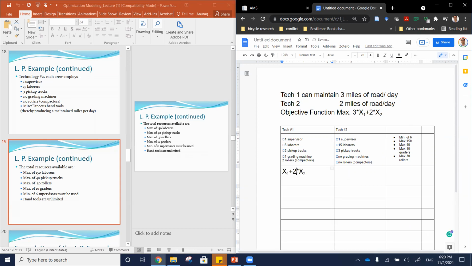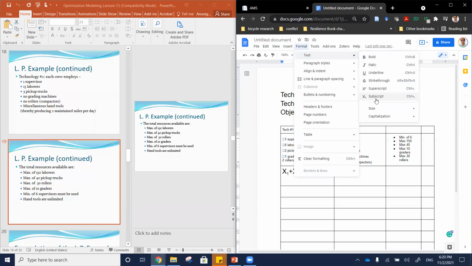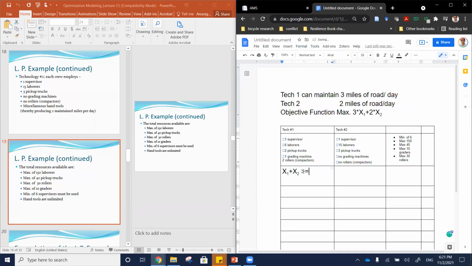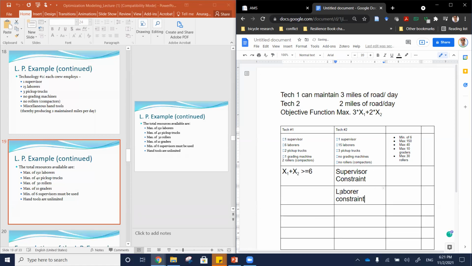So I can say my equation will be x1 plus x2. Remember, this is a minimum of 6, so it should be greater than or equal to 6. Does that make sense? This is my supervisor constraint. Does that constraint make sense? x1 plus x2 has to be greater than or equal to 6. Can we take a minute to write the laborer constraint? What would that equation look like? Why don't you take a minute to write it down? I'll pause the recording.